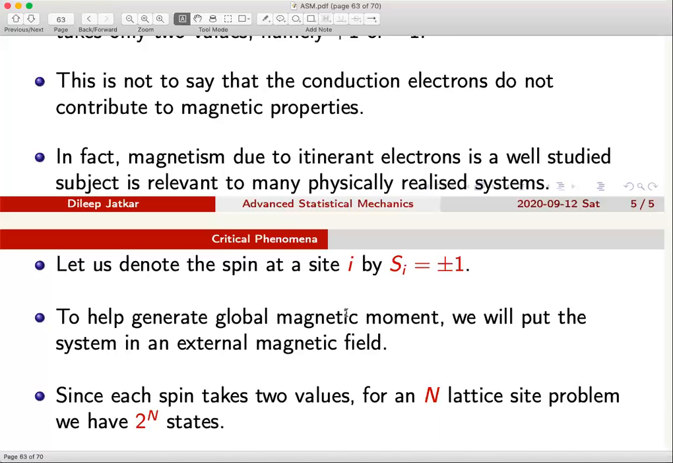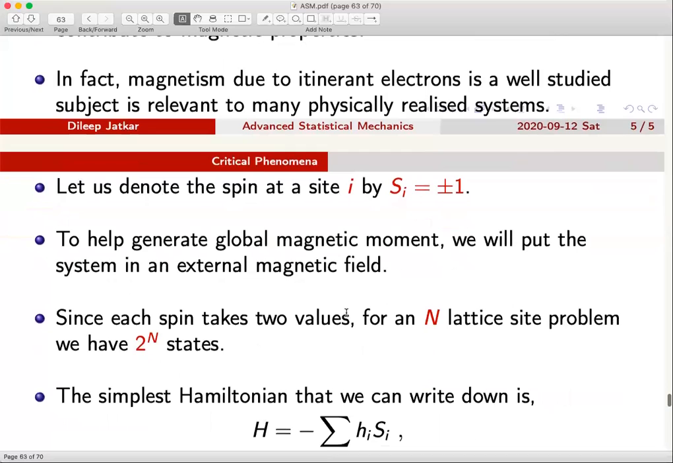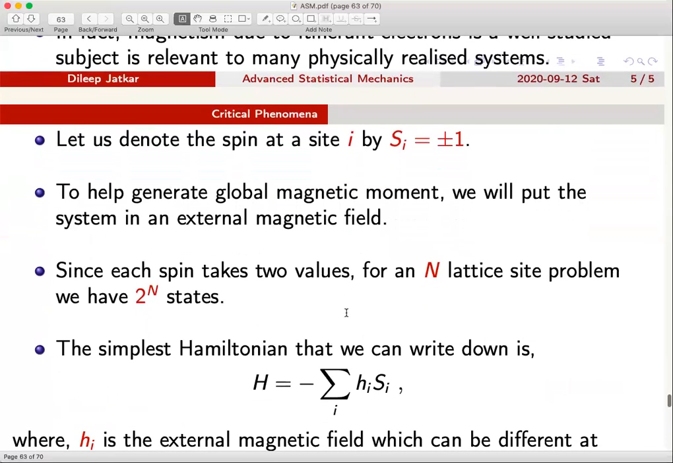So let's try to do some simple calculation here. Since each spin can take two values, and suppose you have n lattice sites in the problem, the total number of states that you can write down is 2 to the n, because at every site you have two possibilities. So therefore you have 2 to the n possibilities. So that many states are available.